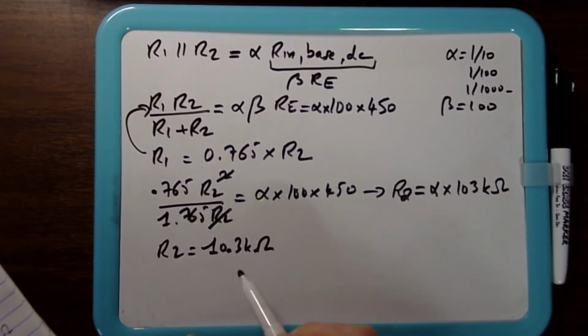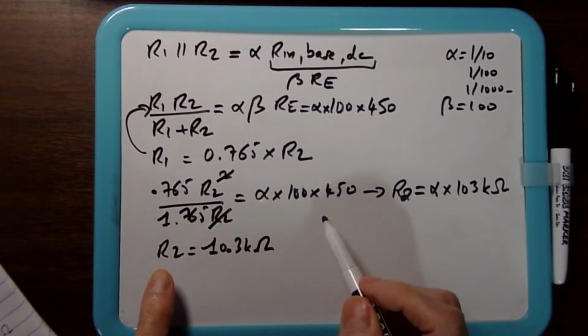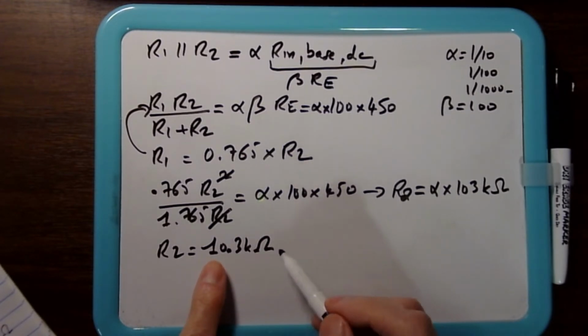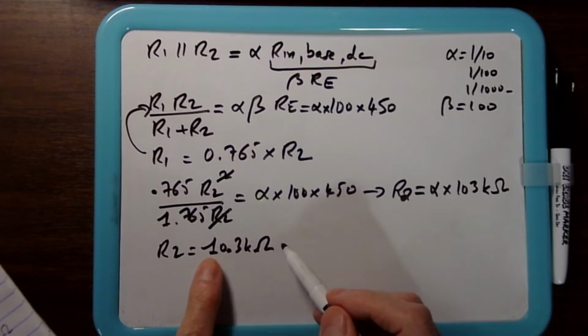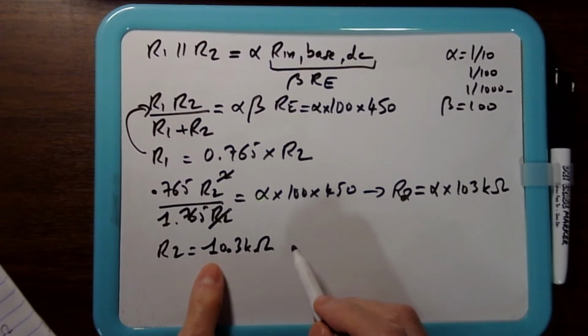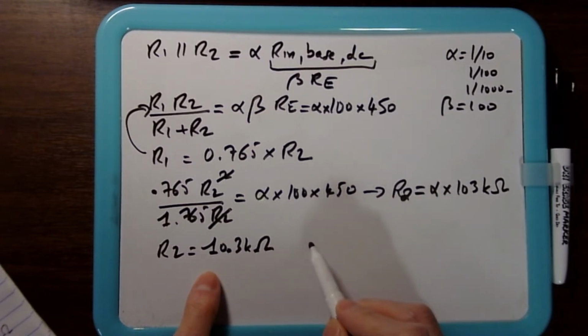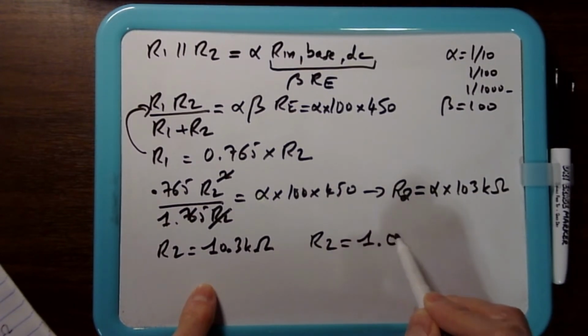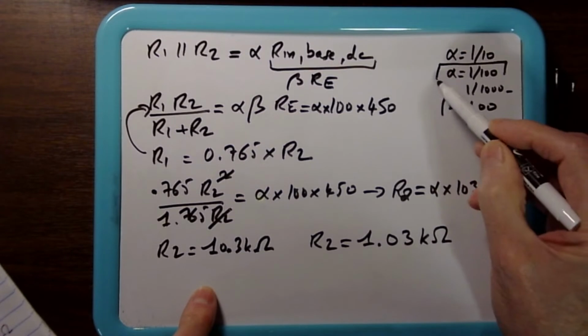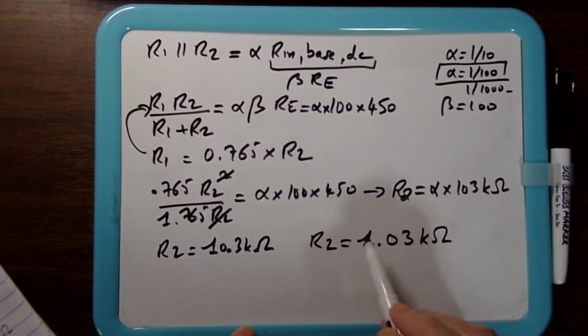But the problem is that I think it's too high, because the load would see an output impedance that's probably a bit too high, and I'll go back to that about output impedance. What you'd rather have is 100, so instead of 10.3, it's probably better to have R2 equal 1.03 k ohm. So I'm using this alpha. I'll go back to that.